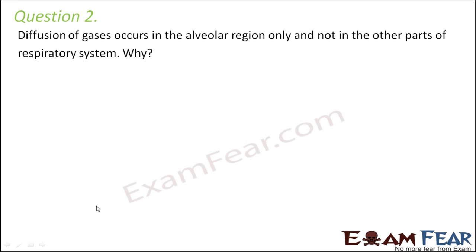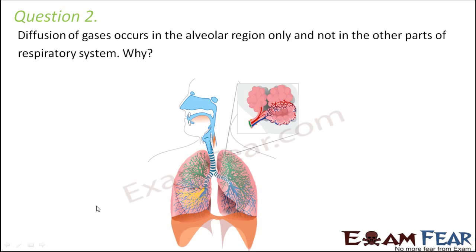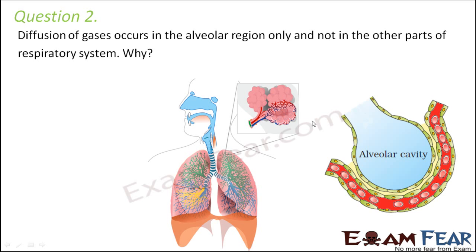Question number 2. Diffusion of gases occurs in the alveolar region only and not in the other parts of the respiratory system. Why? If you talk about the different parts of the respiratory system, the exchange of gases occurs only at the alveoli. That's because in all other parts, the gases are just moving from one part to another, but there is no exchange taking place. The alveoli is the only region where oxygen is given and, in return, carbon dioxide is received. So exchange of gases occurs here.